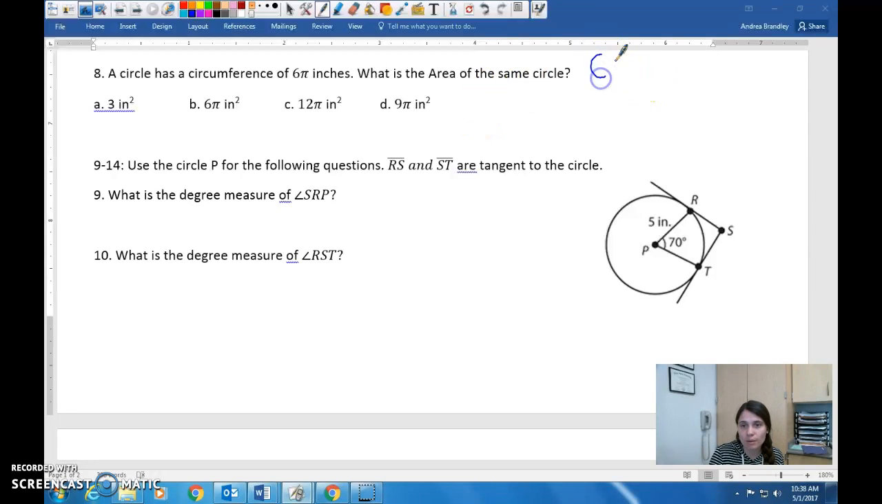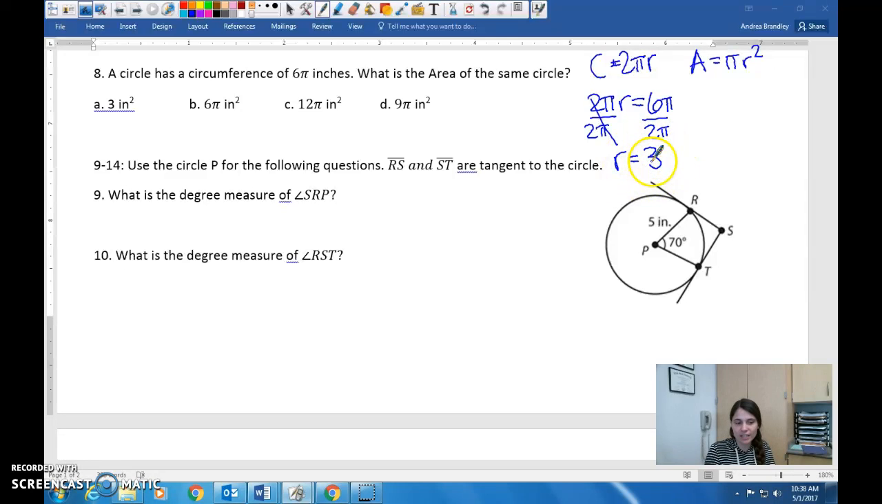So I know that my circumference formula is 2 pi r and my area formula is pi r squared. So if I have 2 pi r as my circumference and that's equal to 6 pi, then I can divide both sides by 2 pi, and you can totally just stick this in a calculator, and your radius is 3.